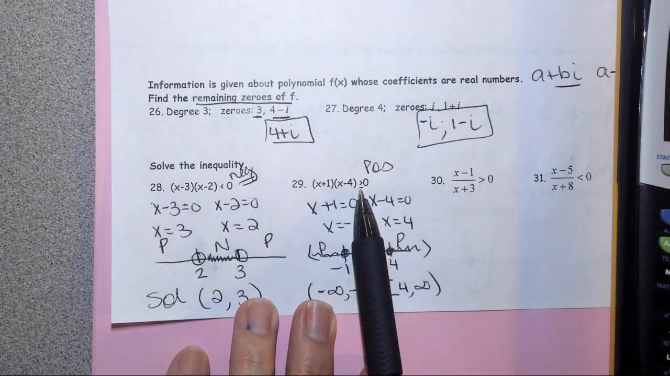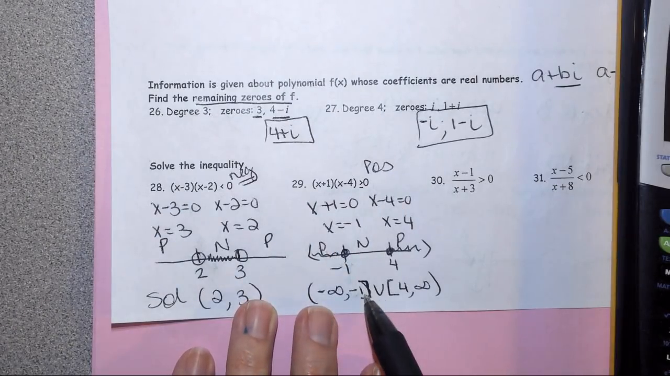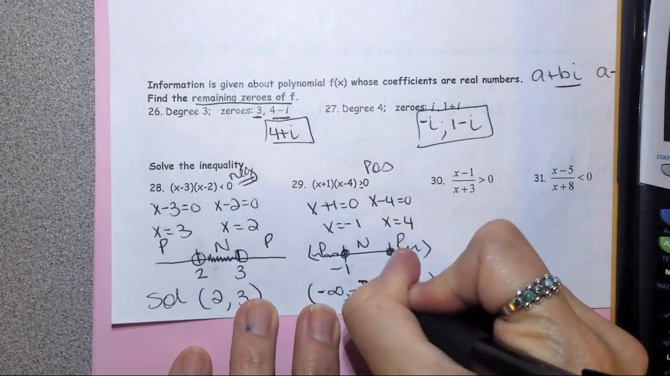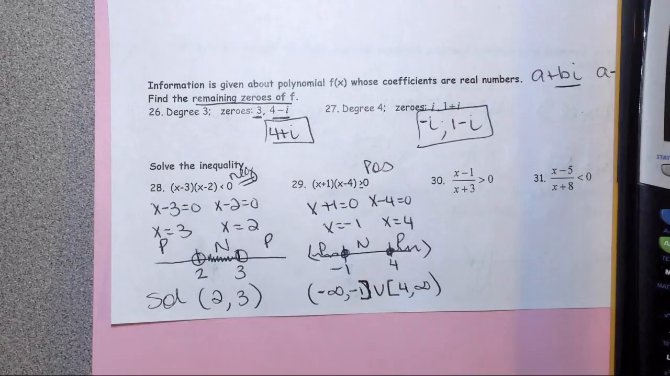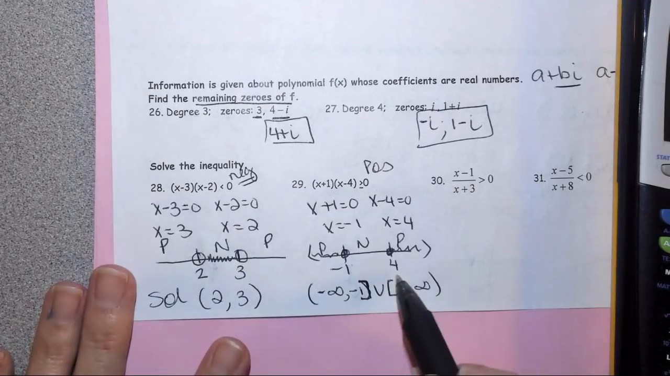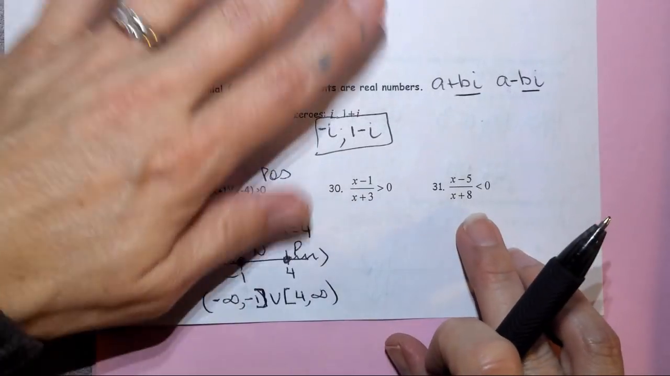I go back and look at the original problem. It says it wants answers that are greater than or equal to 0. So it wants positive answers. So I want all the answers to the left of negative 1, and I want to include negative 1, so I use a bracket. And I want the answers to the right of 4, and I want to include 4, so I use a bracket. All right, so I'm going to go to number 30, and then I'm going to let you try 31.